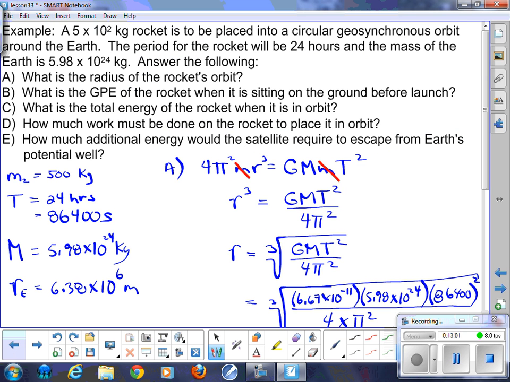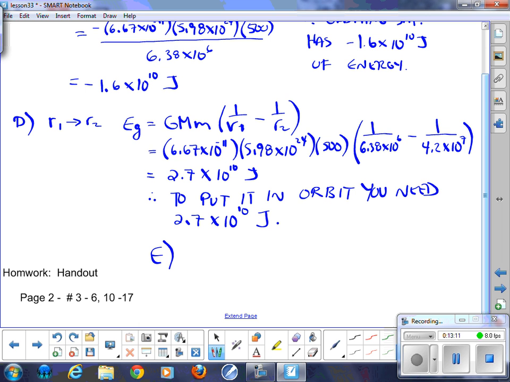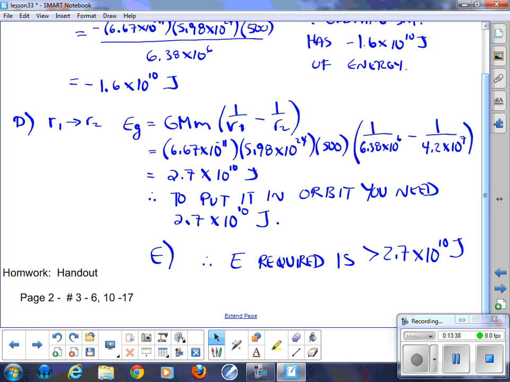And E part, how much additional energy would the satellite require to escape from Earth's gravity well? Well, if it takes 2.7 times 10 to the 10th joules to get it into orbit, therefore, the energy required is anything greater than 2.7 times 10 to the 10th joules. So if you went 2.71, you would then get out of orbit. So it is kind of that finicky in order to break that orbit.